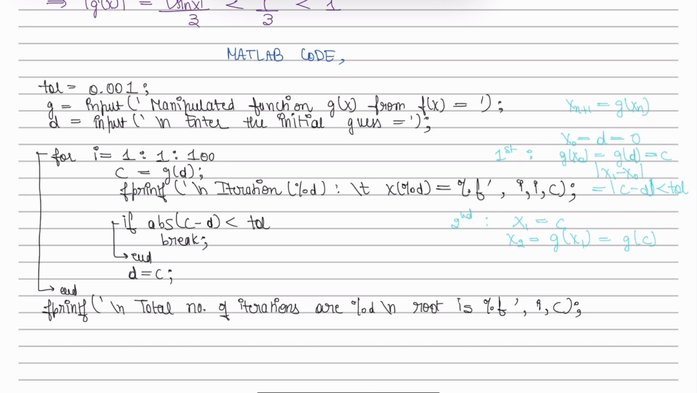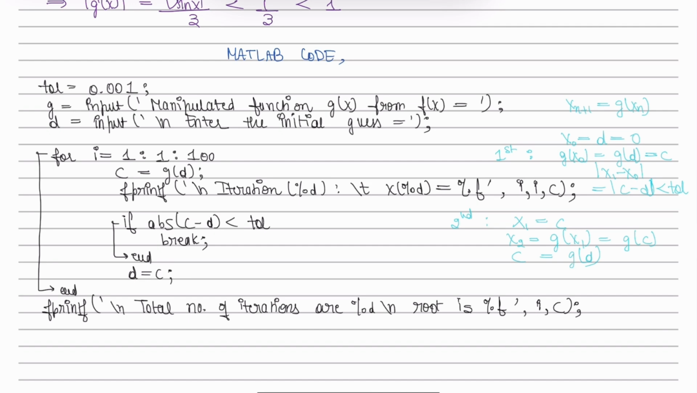Since I have updated the value of d as c, I can also use it as g of d. Then this calculated value is again stored in the variable c. Again we will check the stopping criteria, and in this way the iterative process will continue till the stopping criteria is satisfied. This is a very simple code of the fixed point iteration method.